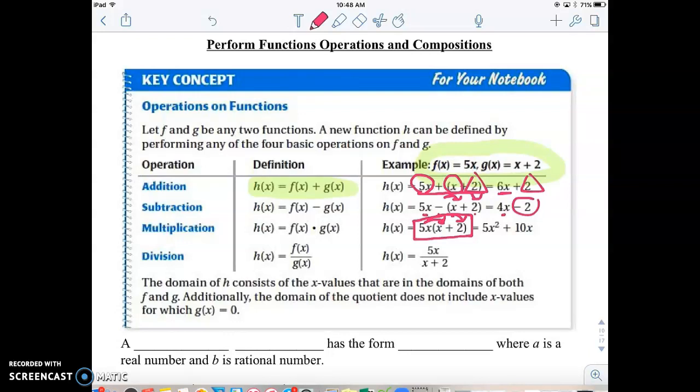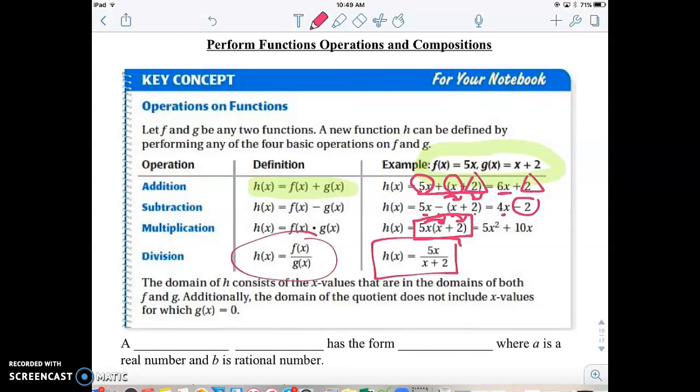Division, we're not going to get too in-depth with division here. We mostly just write it as a fraction. So in this case, f of x goes in the numerator, g of x in the denominator. So f of x was 5x, g of x was x plus 2, so we just leave it like this. H of x equals 5x divided by x plus 2. If they all had a common factor, we would factor that out and reduce the fraction, but we won't get into polynomial division here.